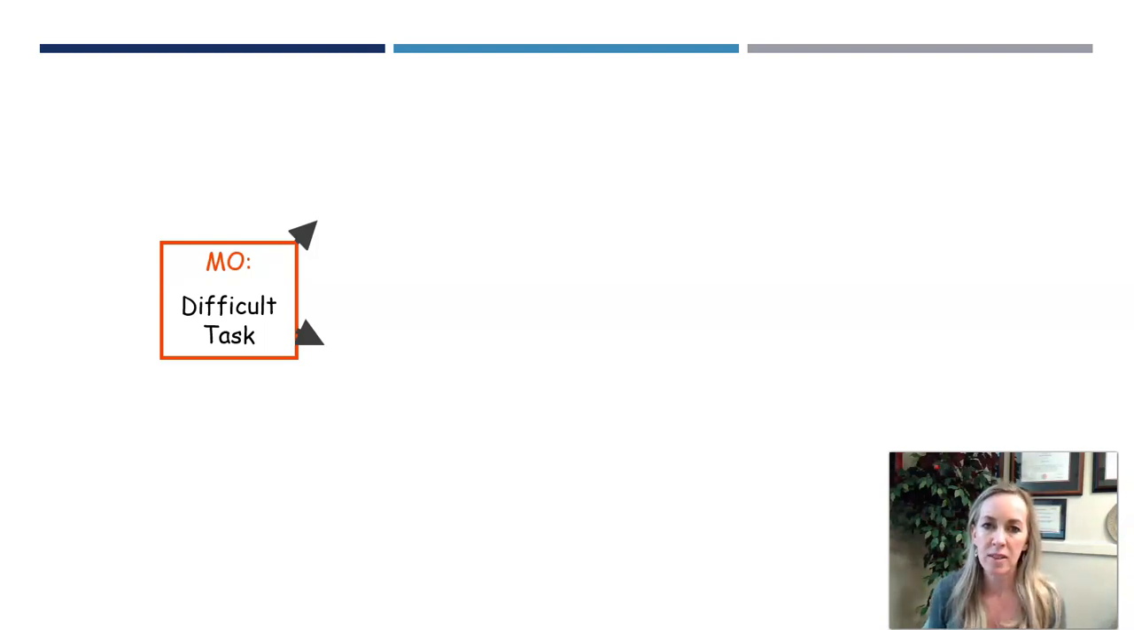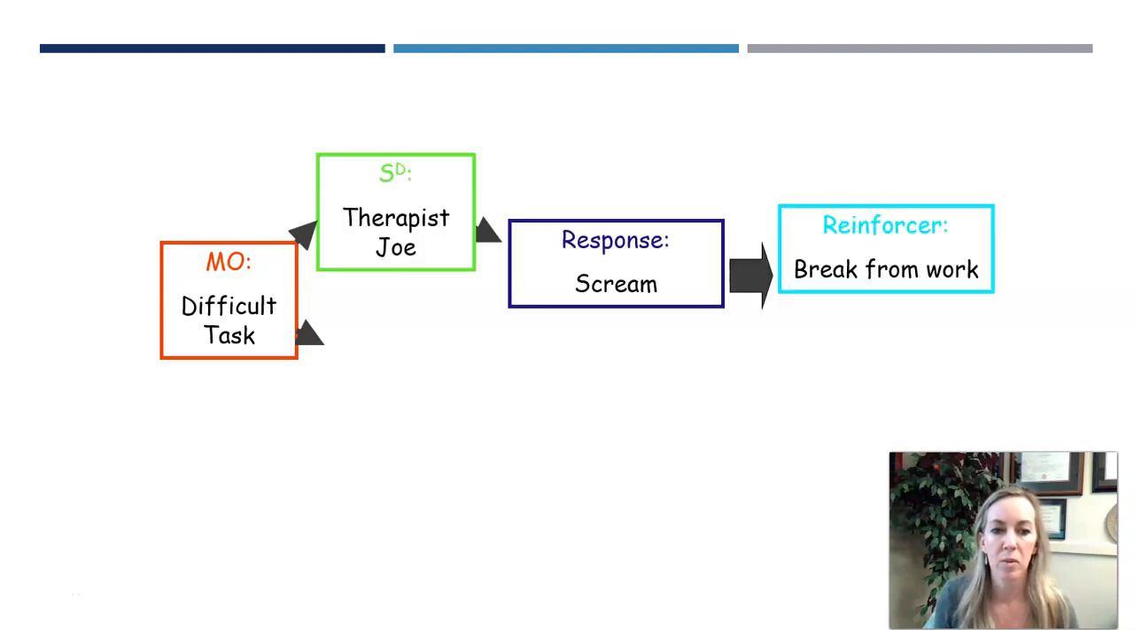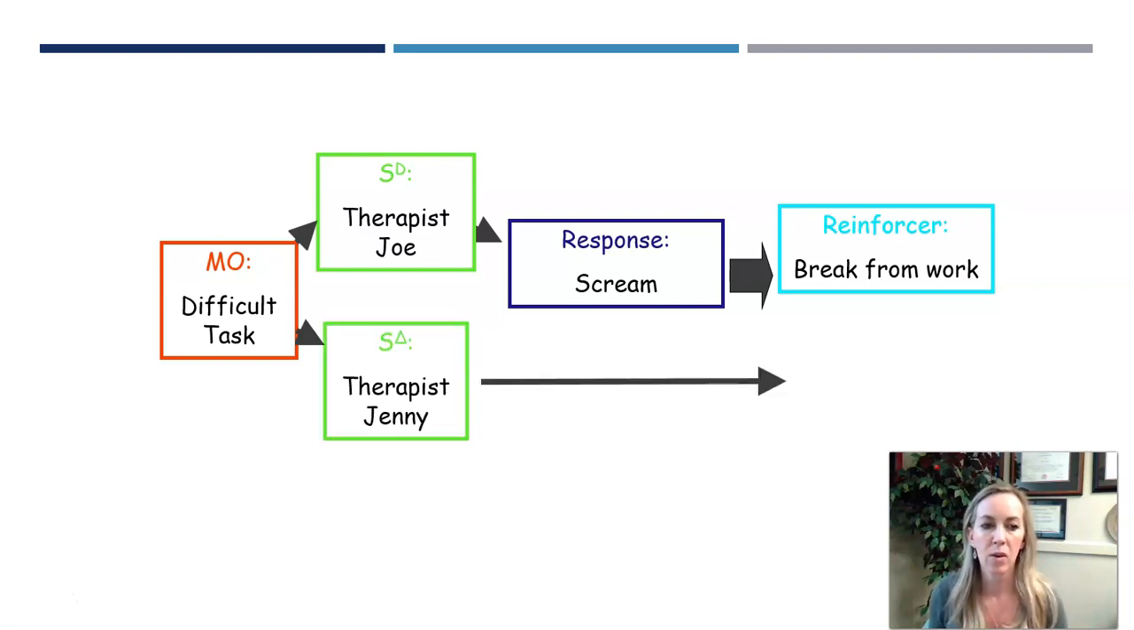But first, I want to show you some examples of how a motivating operation can make your three or four term contingency altered. All right, so we have a difficult task for a student. Therapist Joe comes in the room, so the student screams. The student gets a break from work. Now remember, difficult task. What happens when therapist Jenny comes in? Do you remember? Right? Screaming didn't work. She's the tough gal. Therefore, the SD and the S delta is indicating that there's no reinforcer. There's no break from work. So screaming is not effective.